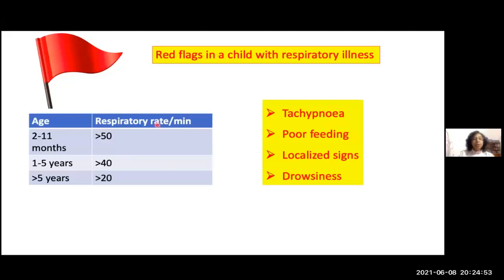That you need to know how to label a child as tachypneic. So the respiratory rates, the upper limit, you should have an idea about that. And if a baby is tachypneic and feeding is disturbed and there are localized signs and the child is drowsy, which might indicate the child is getting hypoxic, you need to admit immediately for further management and evaluation.